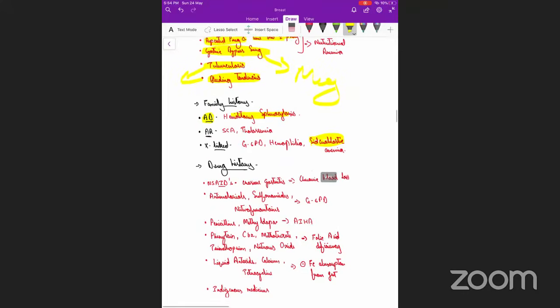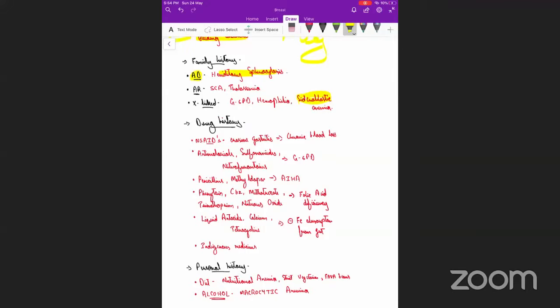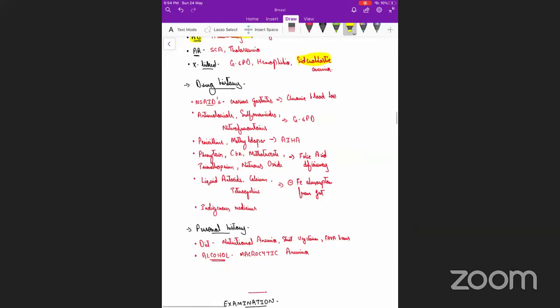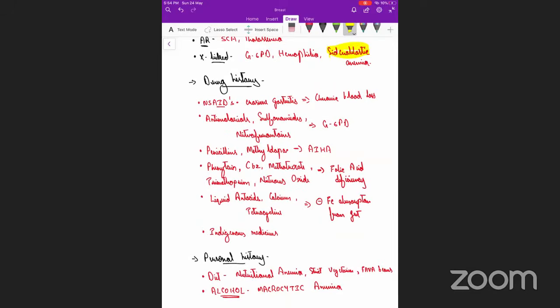Drug history is very, very important in anemia because there are a large number of drugs which can lead to anemia. So we will have to ask about consumption of drugs. We have tried to list out very few names of the drugs, but the list goes on. It's very large. So we should ask about drug history. It is very, very important.